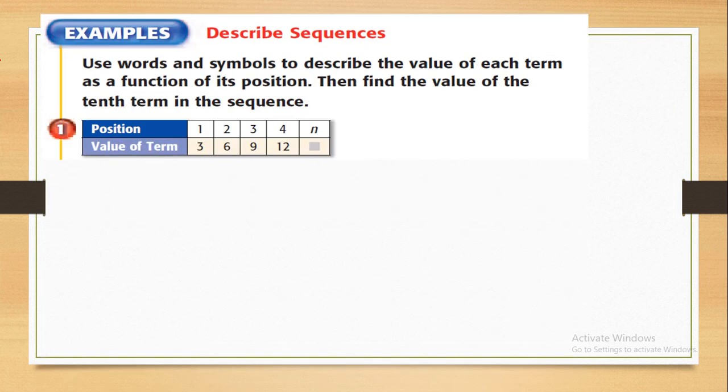So let's see this example. Here he wants you to use words and symbols to describe the value of each term as a function of its position. Then find the value of the 10th term in the sequence. Okay, so here we have 1 became 3. And when 1 changed to be 2, 3 became 6. And when we have 3, we have 9. So what's the pattern here, حبايبي?